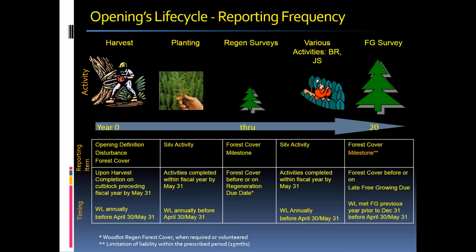Later on in other sessions, we talk about what is required legally versus what the system enforces systematically. They're two different things. Legally, the requirement is that forest cover for free growing must be supplied prior to making that free growing declaration. And by making that declaration, the limitation of liability for the prescribed period sets the clock for a 15-month period.